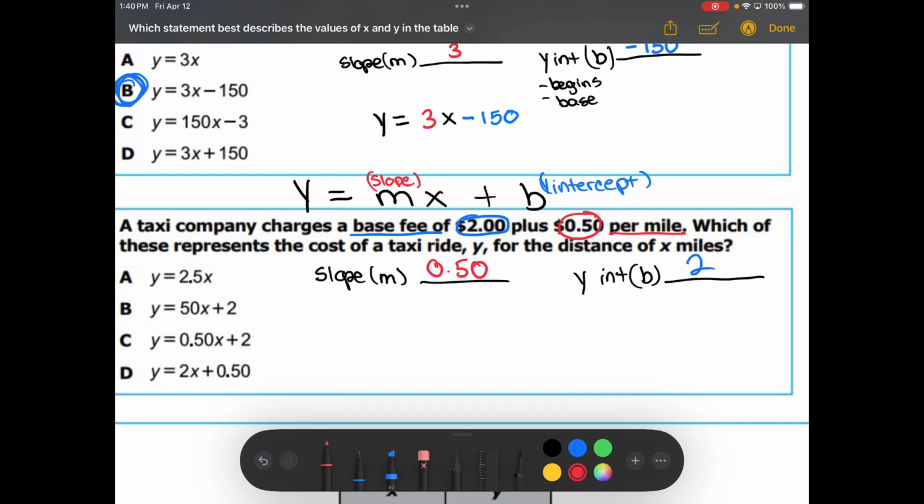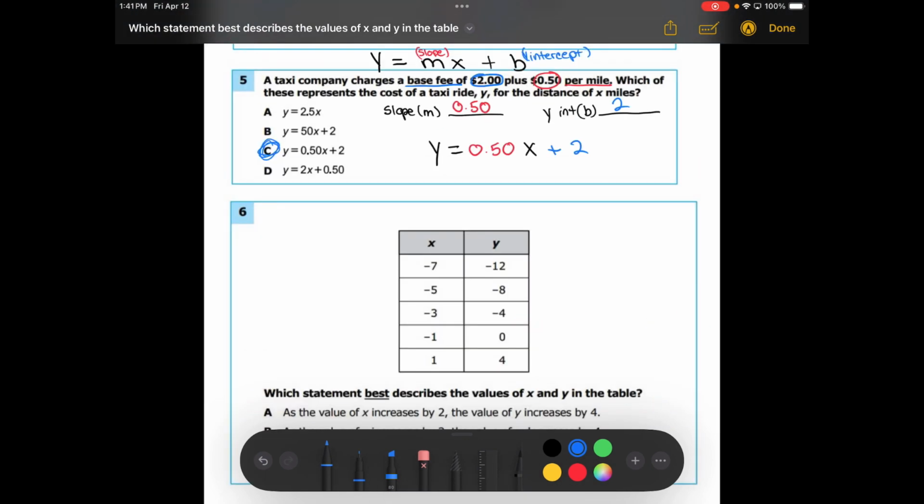All right, so we're going to write our equation. Y equals, instead of M, what am I going to put? 0.50x plus 2. Why did I put a plus this time? Because the 2 is positive, and the sign in the middle belongs to the term behind it. A, B, C, or D? Good job. C.